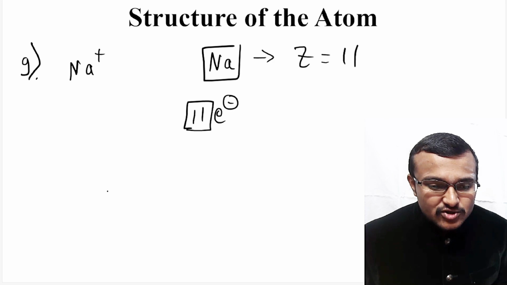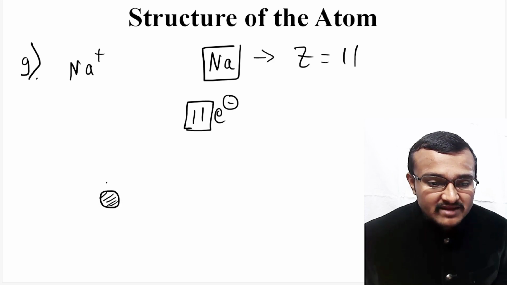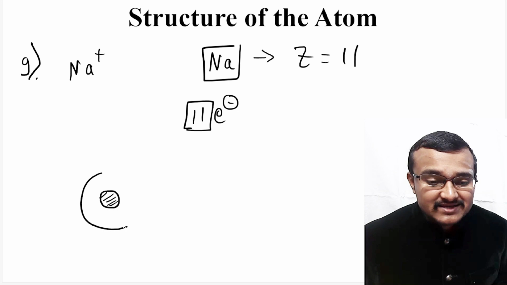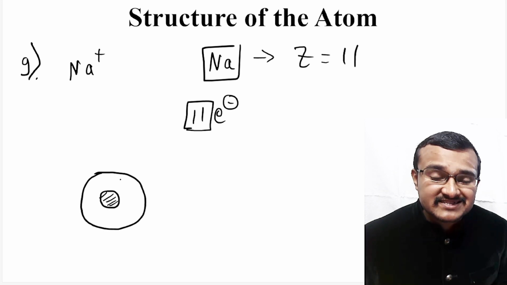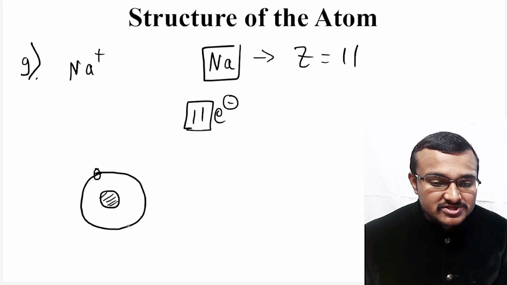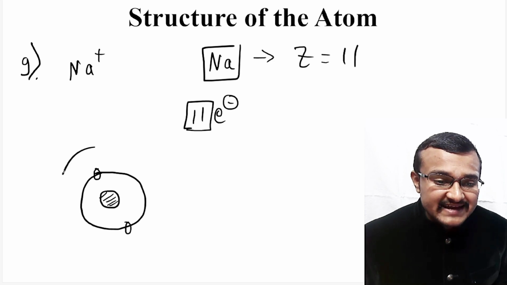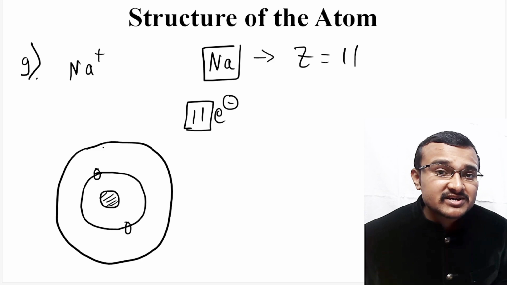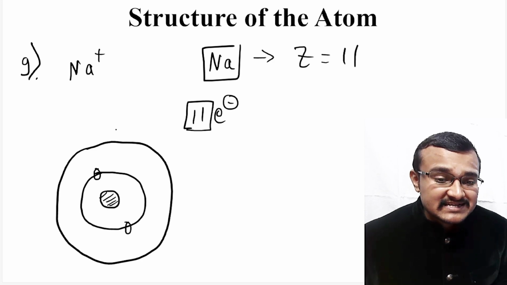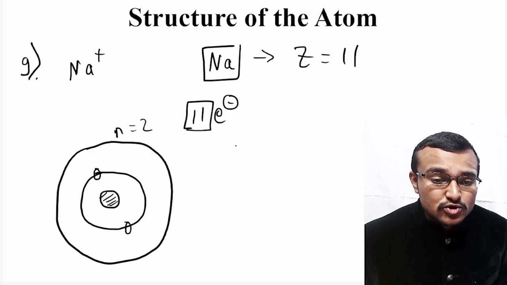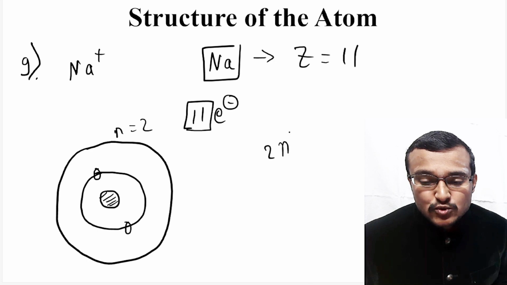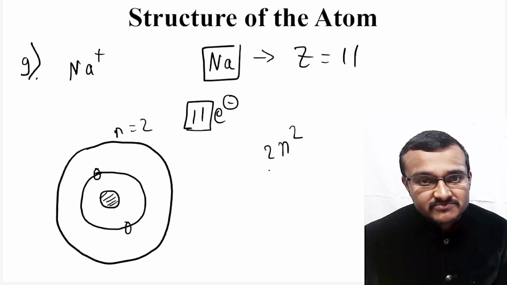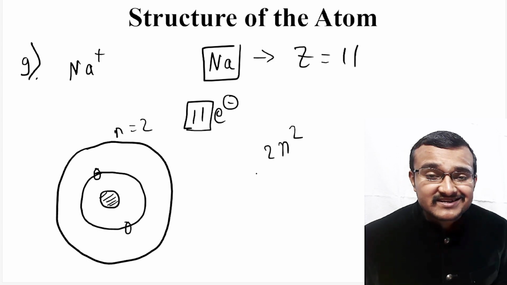Now according to electronic configuration, if this is the nucleus of a sodium atom, the first n equal to 1 energy level, that is the first discrete orbit of sodium, will contain 2 electrons. And the next discrete orbit of sodium is the n equal to 2 energy level. We know that 2n square electrons are possible in a particular discrete energy level.